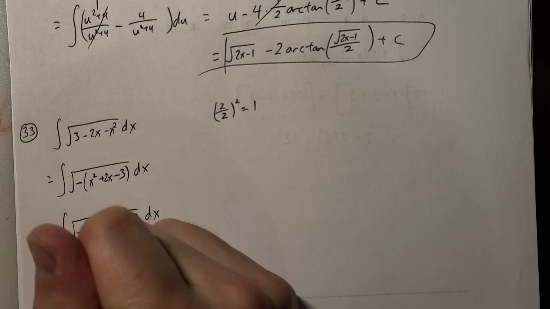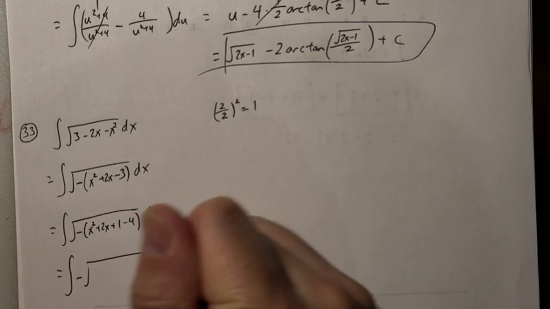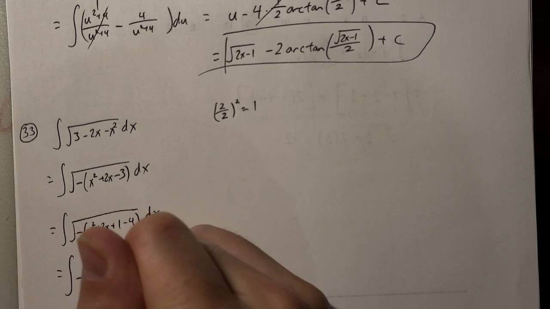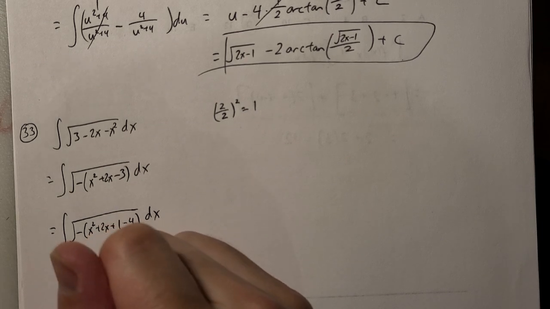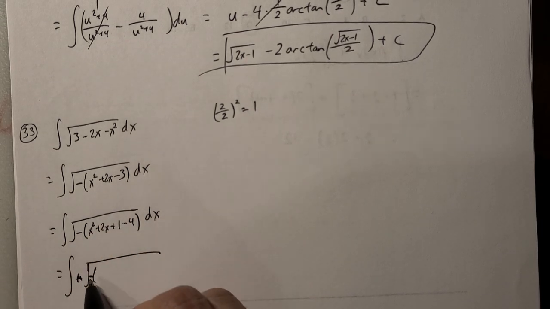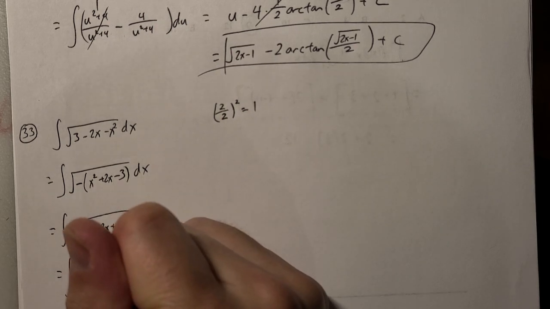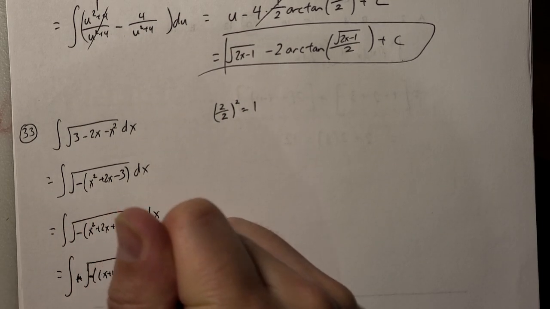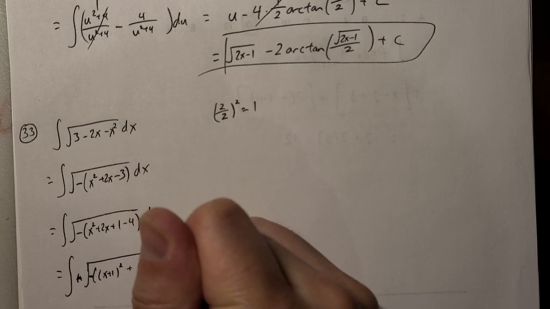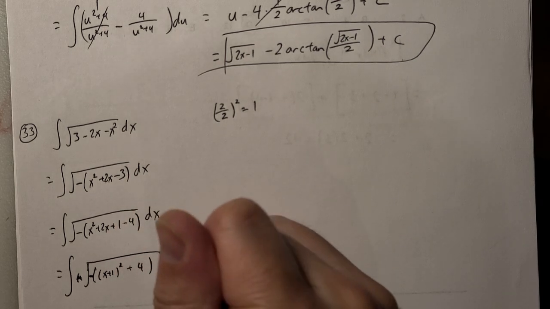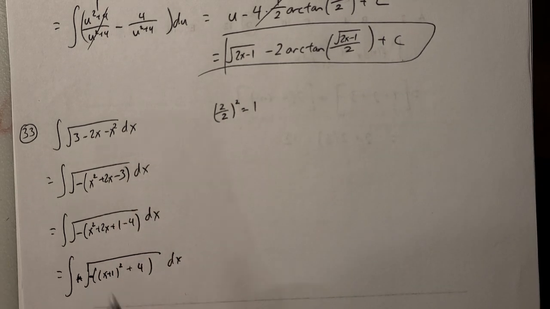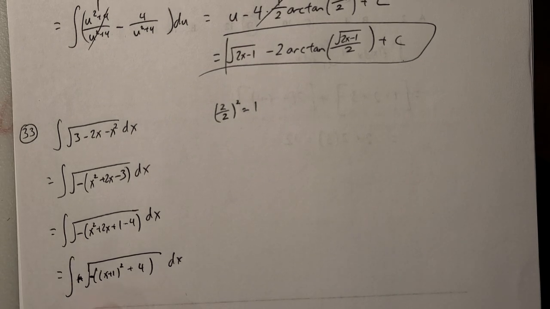Okay, now we can rewrite this as negative integral of, the whole point was to write, oops, the negative should be on the inside. The whole point of completing a square was to get a perfect square. So it'll be x plus 1 squared plus 4 dx. That's a negative sign. Sorry for the little mess there.